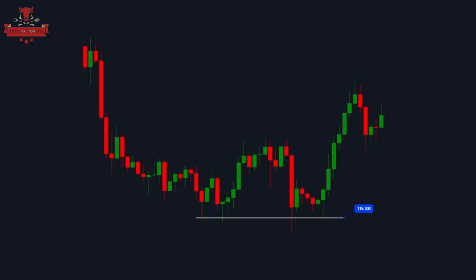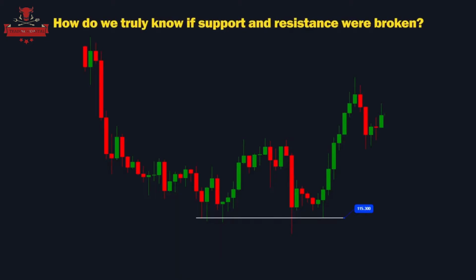Notice how the wicks of the candles tested the 115.3 support level. At those times it seemed like the market was breaking support. In retrospect, we can see that the market was only testing that level. So you may ask, how do we truly know if support and resistance were broken? There is no particular answer to this question.